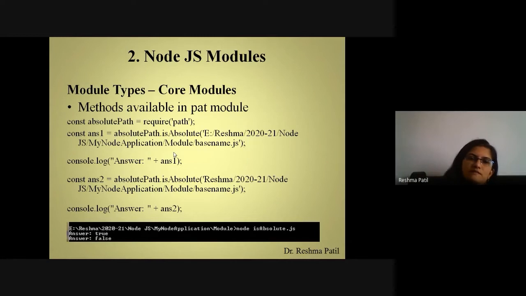First is base name, second one is extension path. Extension, then we have seen 4 is absolute is one of them. डायरेक्टरी नेम भी देखा है ना, 4 है.